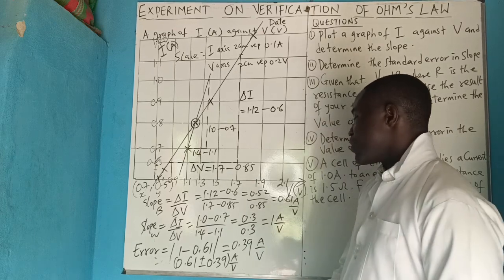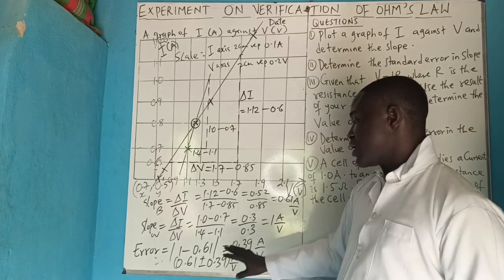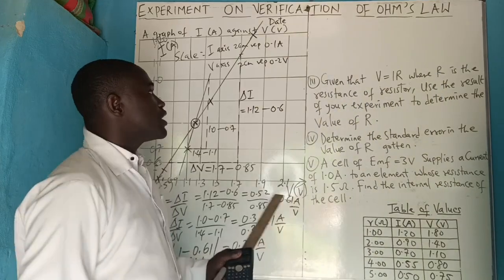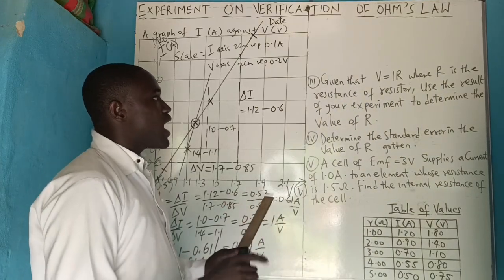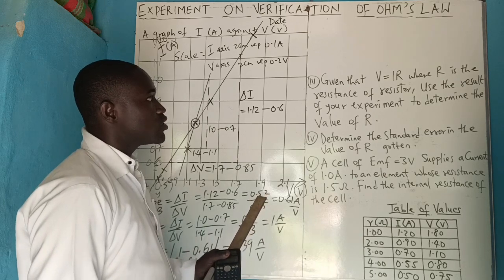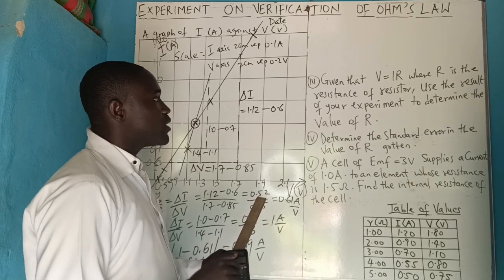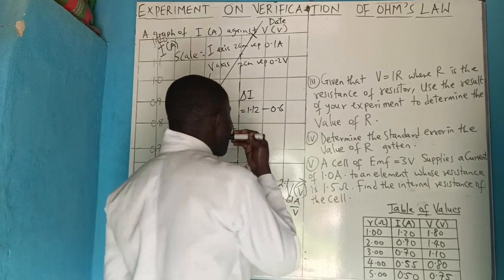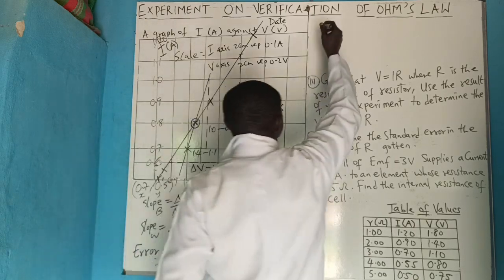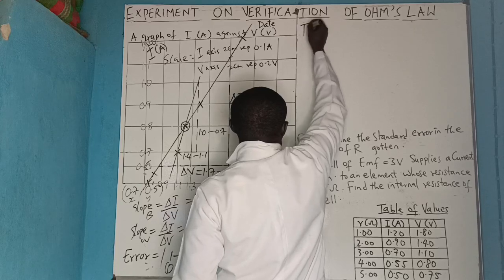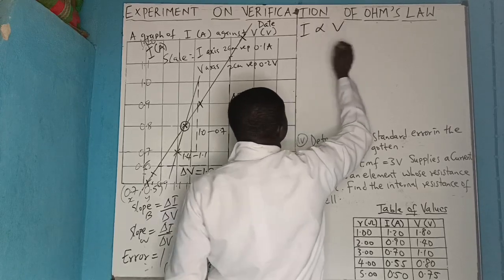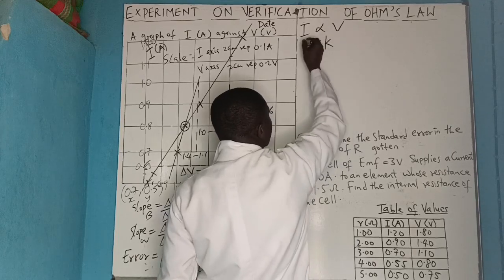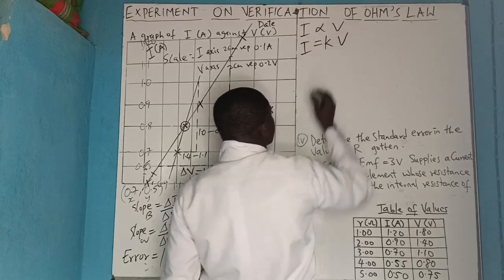Okay. So we have gotten our error, and we have seen how to package it. Now, given that V equals IR, where R is the resistance of resistors, use the result of the experiment to determine the value of R. To determine the value of R, you tell them that since we plotted the graph of I against V, the sign of proportionality is replaced with equal to K. Are you getting it?